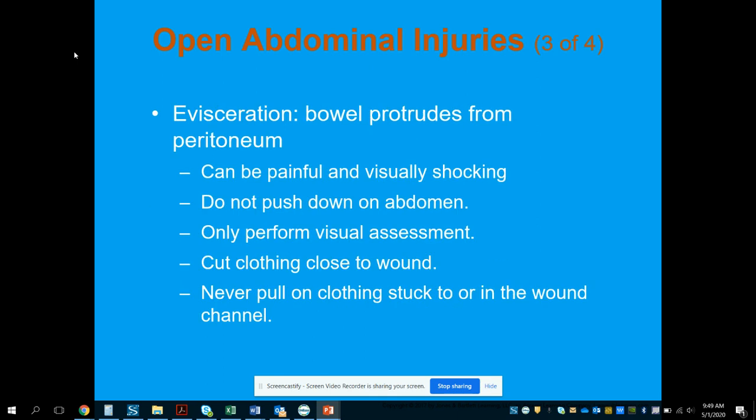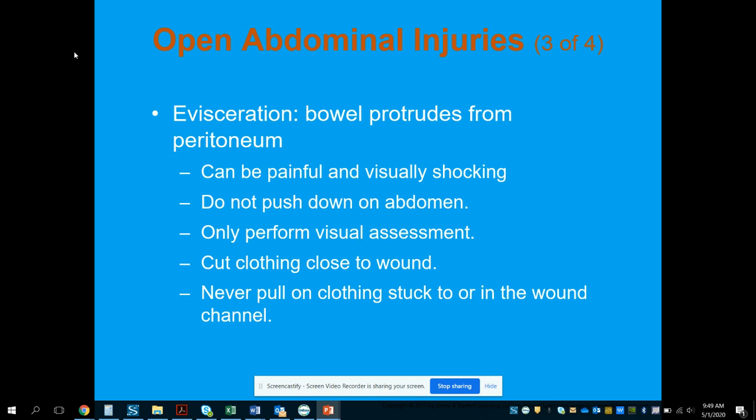The term evisceration is when the bowel protrudes from the peritoneum, and this can be very painful and also visually shocking for you as the provider. You should never push down or palpate on that abdomen if you've got actual organs that are protruding out. We should only perform a visual assessment. You don't want to put anything into that. Don't try to push it back in.